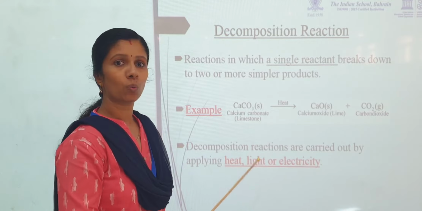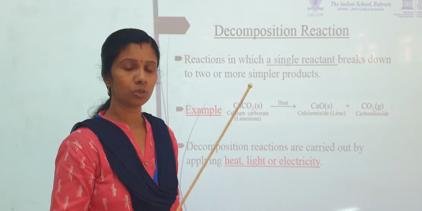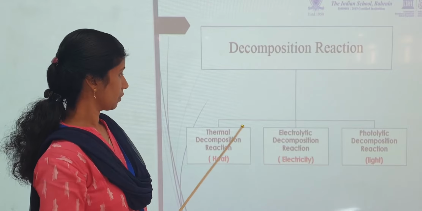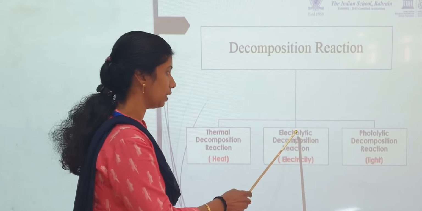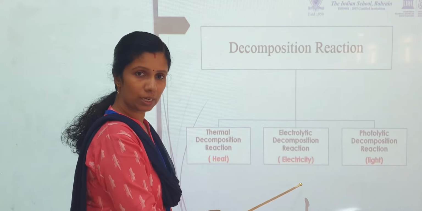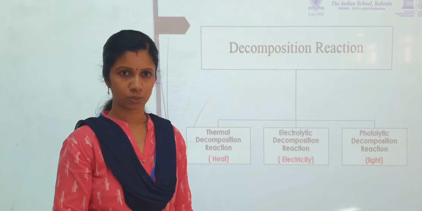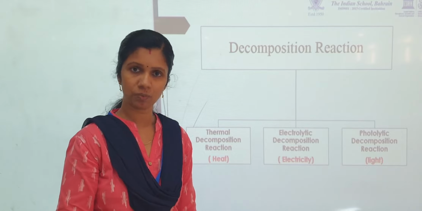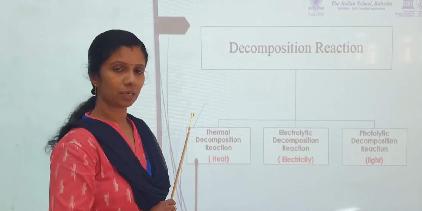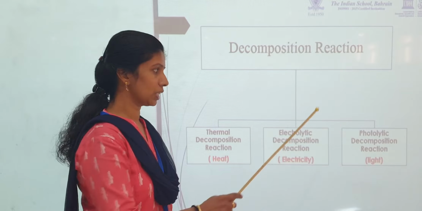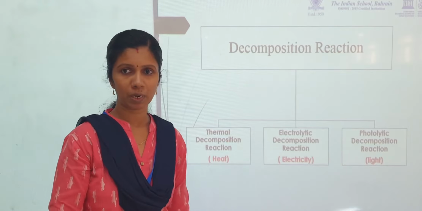Now, based on what type of energy we are using, we can classify decomposition reaction into three types. Thermal decomposition reaction, if we are using heat energy. Electrolytic decomposition reaction, when electricity is used, and photolytic decomposition reaction when light energy is used. So we can classify decomposition reaction into three types: thermal decomposition, electrolytic decomposition and photolytic decomposition reaction. Now we will explain one by one with examples.